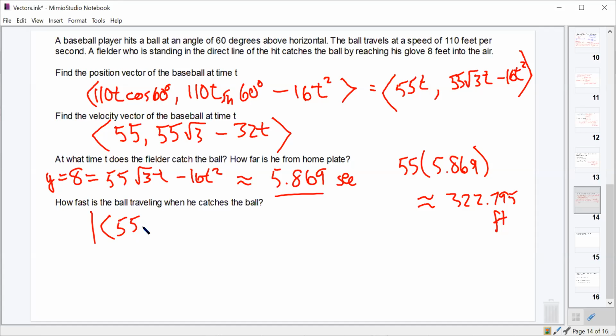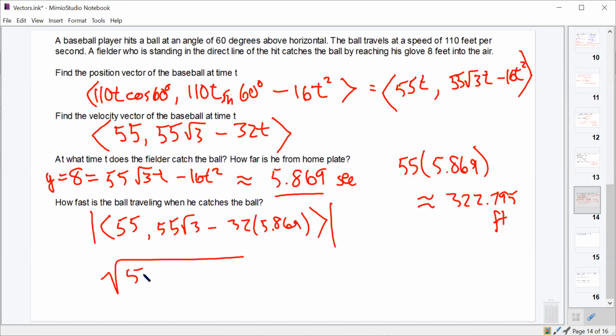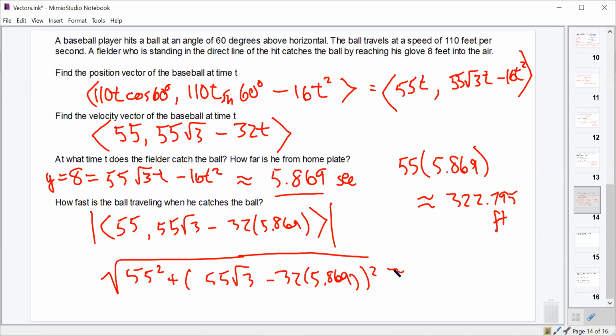So 55, comma, 55 root 3 minus 32 t, and t is 5.869. And so that should be the square root of 55 squared plus whatever this thing is squared. And what does that come out to be?